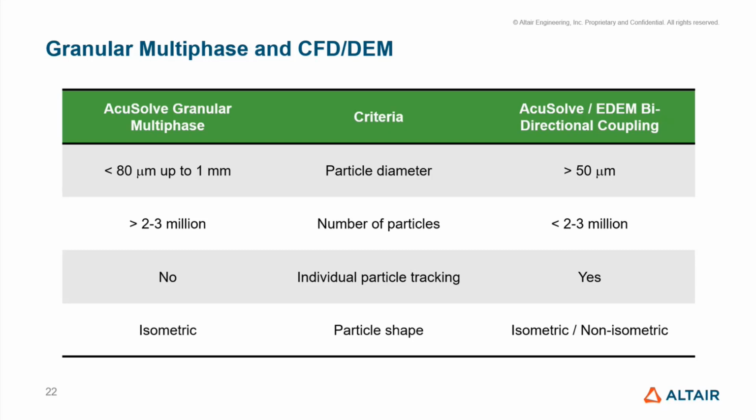If the number of particles is large, say more than a few million, it makes more sense to simulate them as a dispersed field. If you are interested in tracking individual particles, AcuSolve EDEM coupling is definitely what you would need. When it comes to particle shape, both methods support isometric particles, but only the coupling supports non-isometric particles.